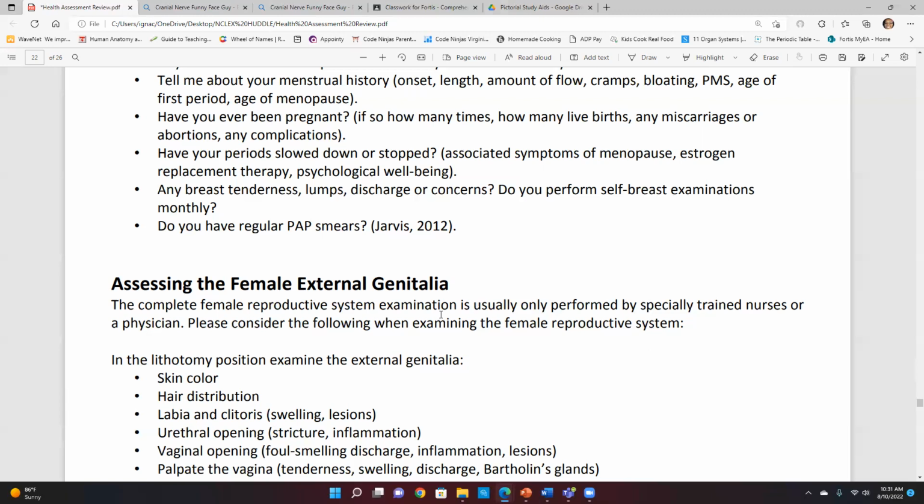If you see a question that says 2 to 3 days before the menstrual cycle, that's not going to be the right answer, because 2 to 3 days before the menstrual cycle, the breasts are tender. They could be swollen, right? That is not the best time to perform the self breast exam.